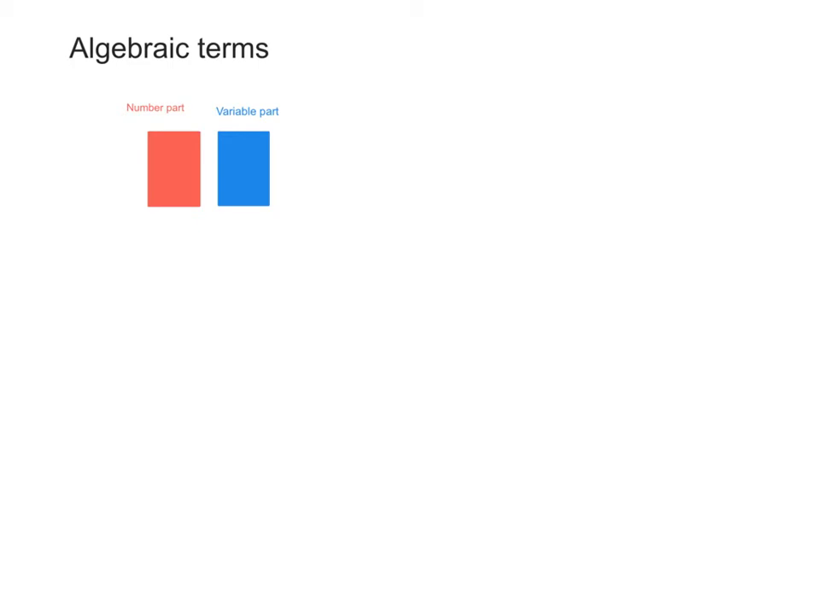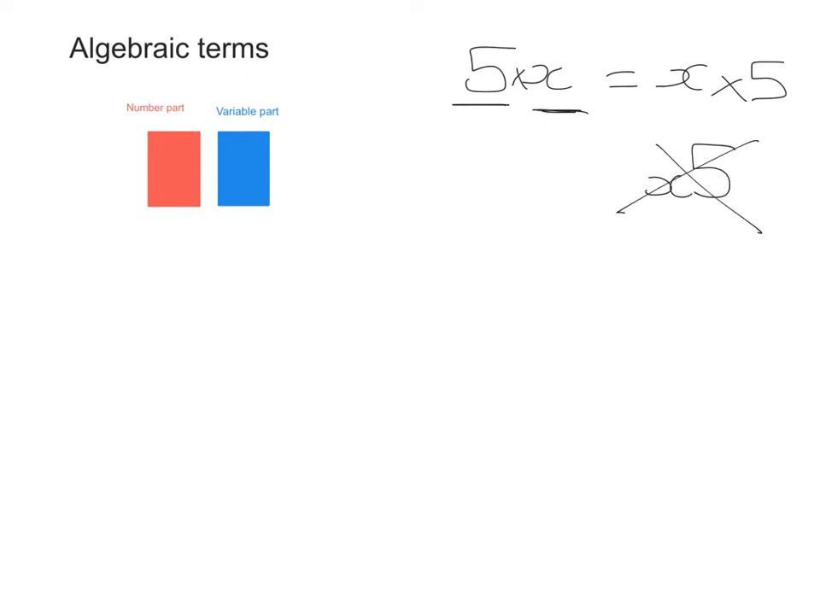So, to recap, we've got our number part and our variable part of any algebraic term. Now, for example, let's say I had 5x. This means 5 multiplied by x. We've got our number part, our coefficient, and our variable part. Now, although it's true that 5 times x is the same as x times 5, we don't actually write x5. In algebra, the number goes first. The coefficient goes before the letter, before the variable. So make sure you're writing them like this.